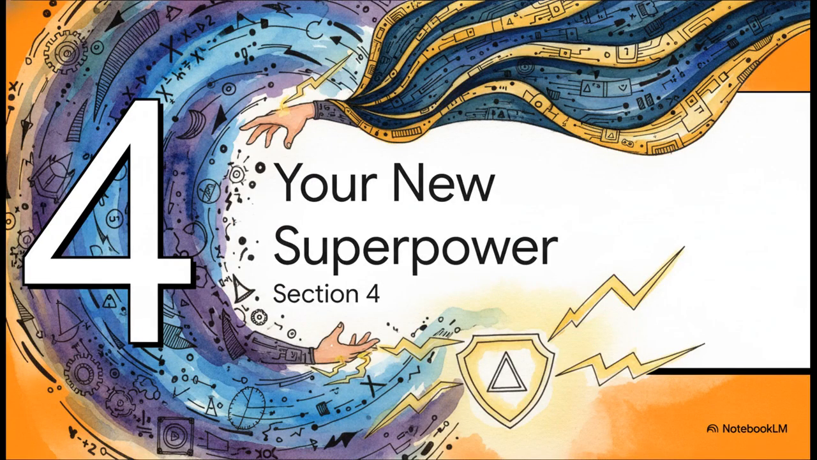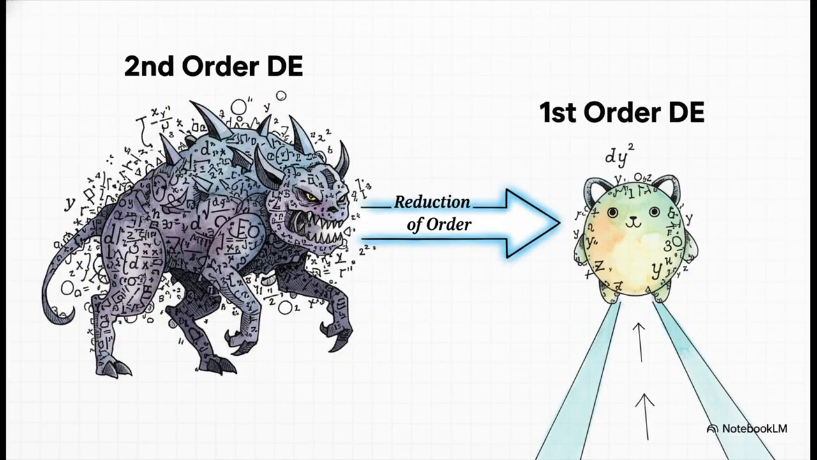So after all that, after seeing those examples, what is the big idea here? What is the new superpower you've just picked up? The superpower of this method is really, really simple. It takes what looks like an impossible second-order differential equation and turns it into a solvable first-order one. All it asks for is one solution to get started. You give it that, and suddenly the problem isn't impossible anymore.